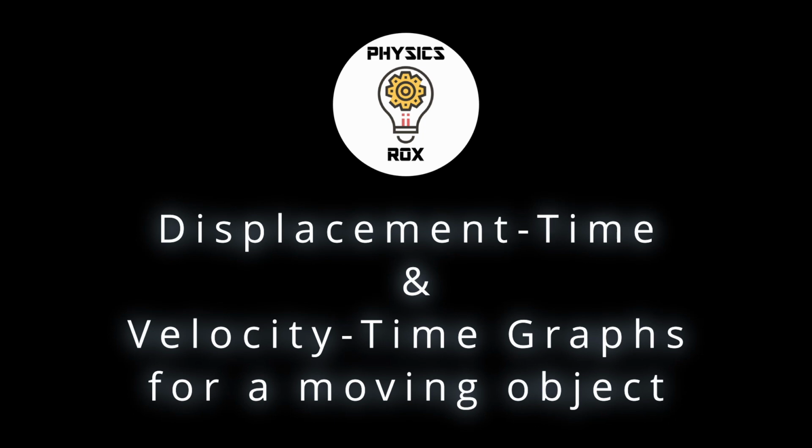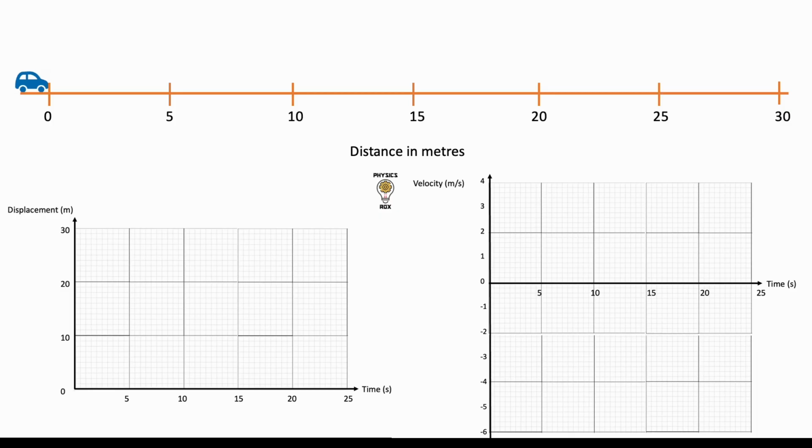Now, let's observe the same motion of the object, but with displacement time and velocity time graphs instead. So as the car starts to move, the displacement also increases while the velocity remains constant. And when the car slows down, the velocity also drops. When the car stops, the displacement remains at the same value over time while the velocity remains at zero.